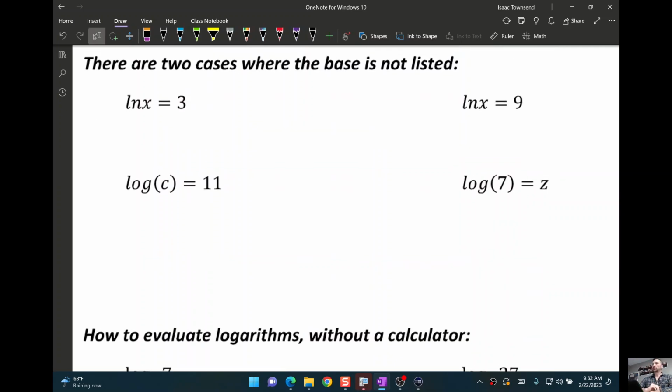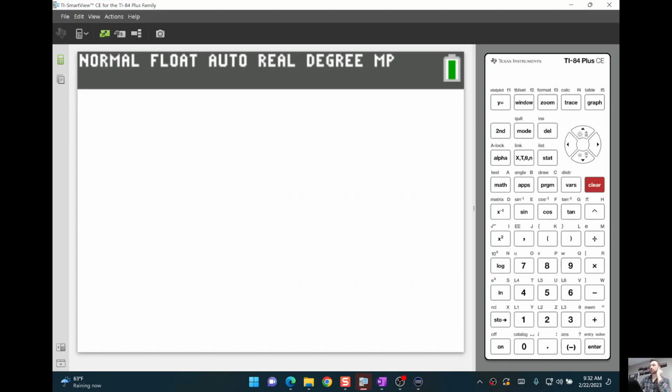Okay, also with logarithms, when you look at your calculator, your calculator devotes 2 buttons to logarithms. It has a log button, and right below it, it has an LN button, which stands for natural log.